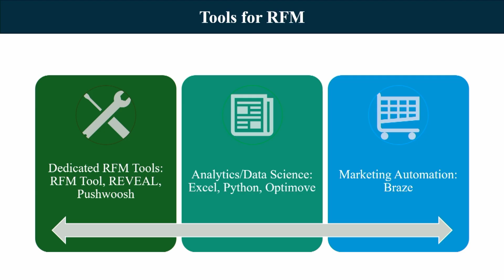reveal, push wash. For analytics and data science, it can be Excel, it can be Python, it can be Optimove. And from a marketing automation perspective, the tool is Braze, right. So, these are the different tools that are used to implement the RFM matrix. Remember, the RFM matrix may not be a standalone solution. Sometimes depending on the complexity of the business, depending on the nature of the industry, you need to improve the RFM matrix with certain other techniques.